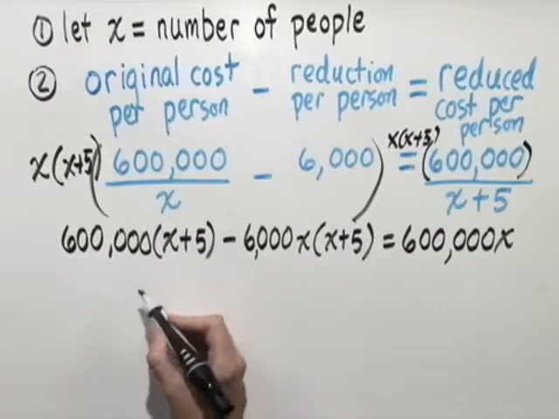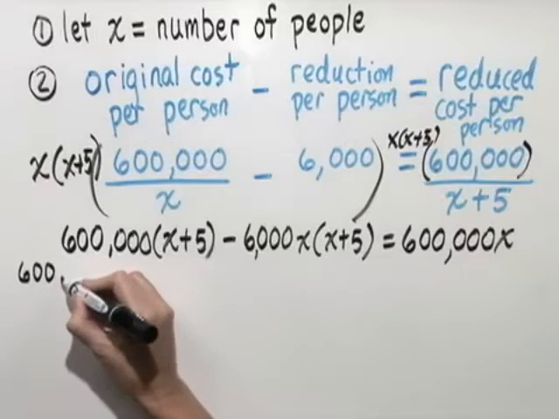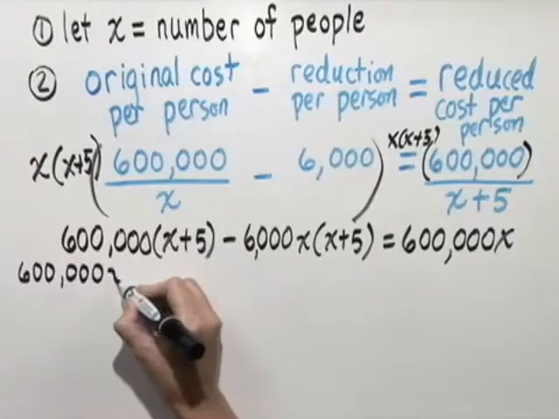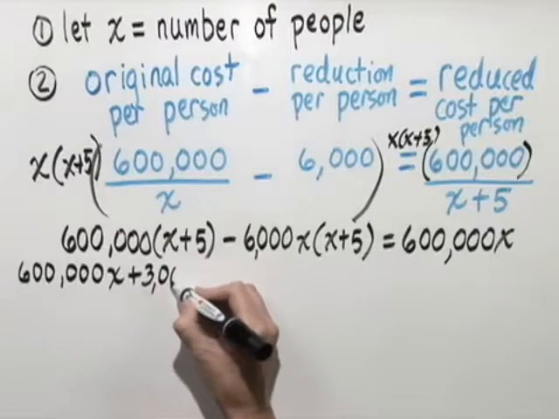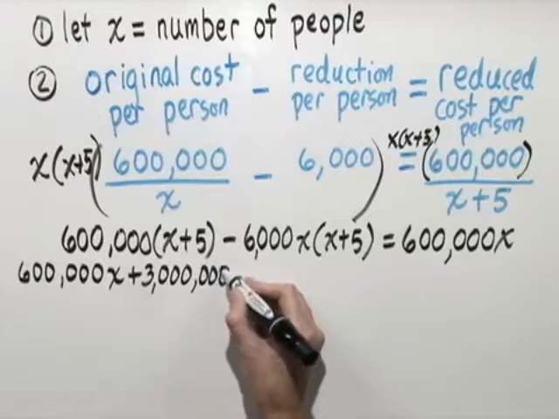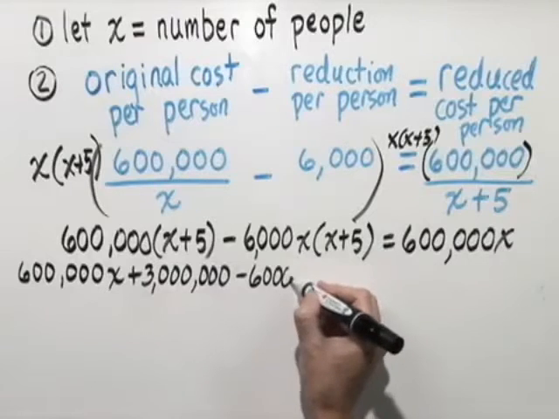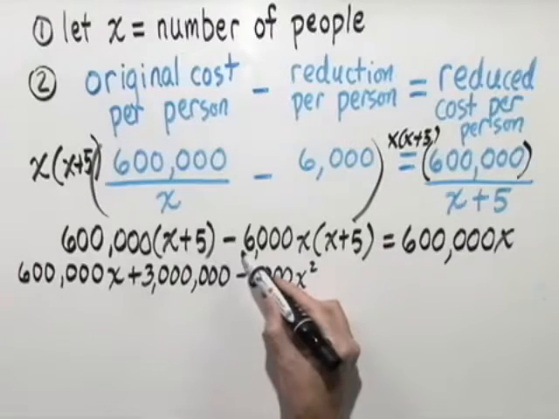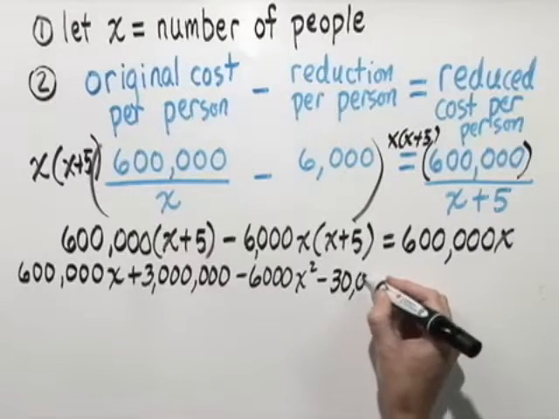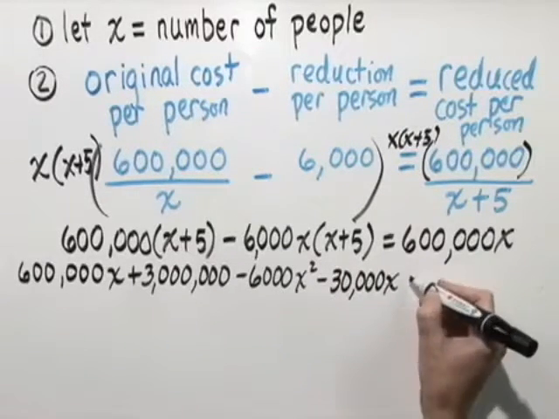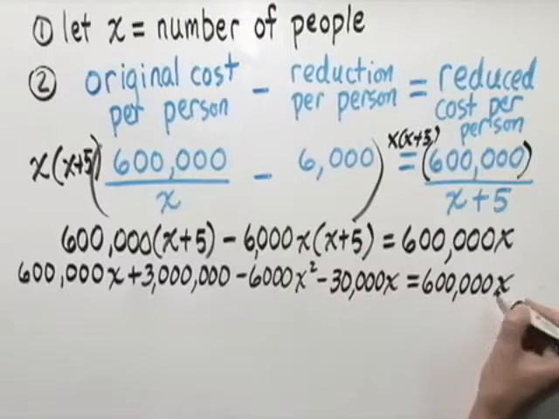So let's now clear the parentheses, and we'll have on the left-hand side 600,000x plus 600,000 times 5 is 3 million, minus 6,000x times x is 6,000x squared, and then minus 6,000x times 5 is minus 30,000x equals, on the right-hand side, we just have 600,000x.